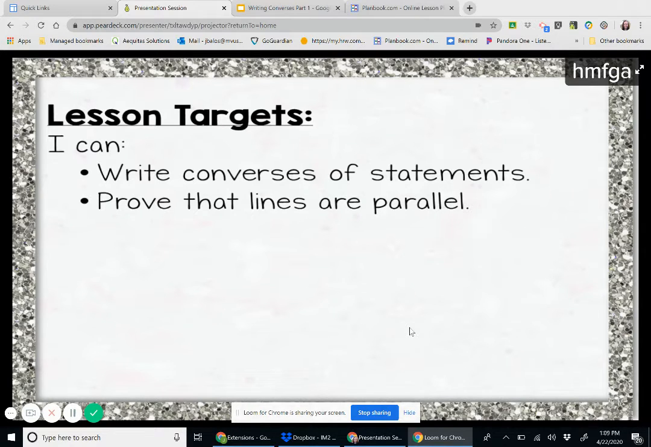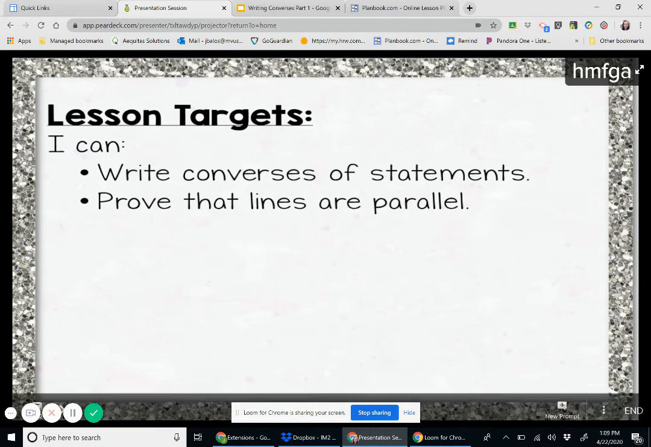Because of that, we can actually use these theorems backwards. If we know that the angles are congruent, or in the case of the same side interior angles, if we know that they're supplementary, then we can prove that the two lines are parallel. This is called a converse.